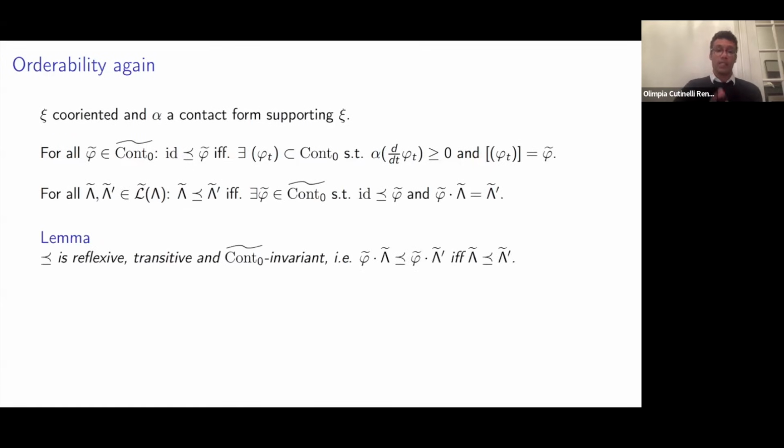Okay, so this is an easy lemma. Actually, the binary relation on L tilde is reflexive, it is transitive, and it is invariant by contactomorphism. What it means to be invariant by contactomorphism: phi lambda is less than phi lambda prime if and only if lambda is less than lambda prime. So this is easy to check.